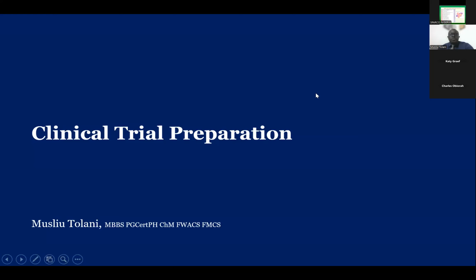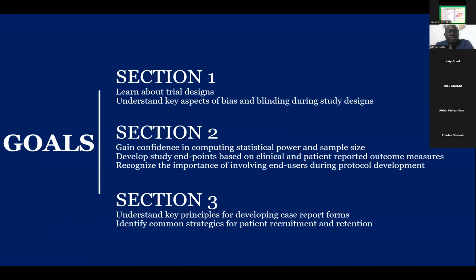Good evening, everybody, and I'm delighted to be here today to give the talk on a clinical trial presentation. We'll be talking today about this topic in three sections. In the first section, we'll talk about clinical trial designs. In the second section, about sample size as well as study endpoints. And in the third section, on developing case report forms and on patient recruitment and retention. This will be a pretty abridged version of what I've prepared, bearing the limitations in terms of time.